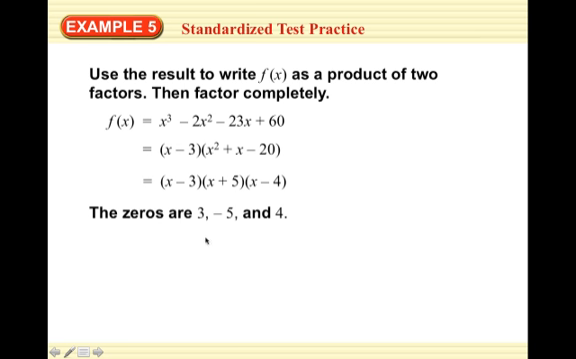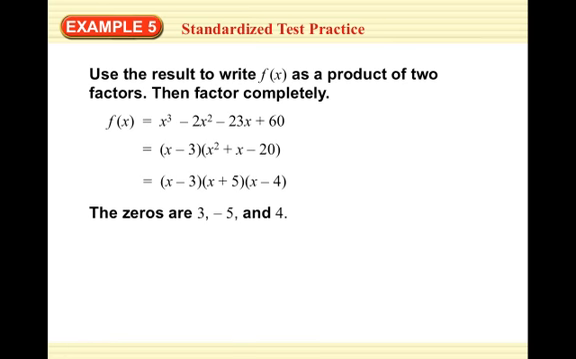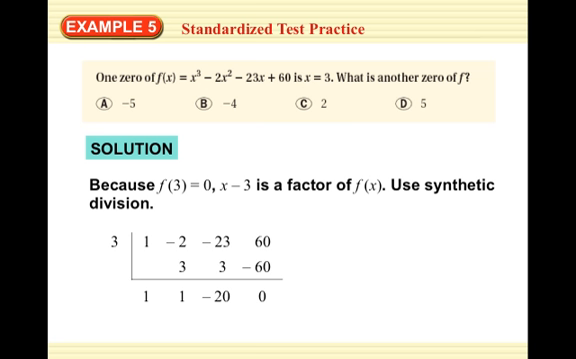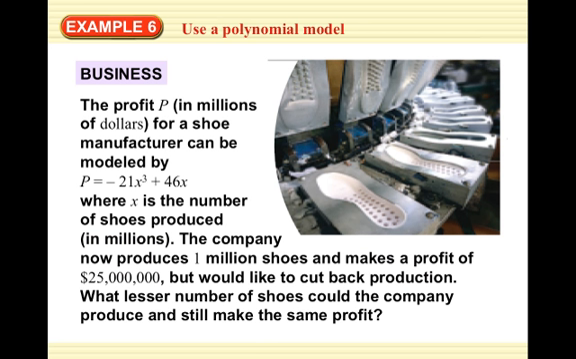Now, the way the question was asked was, okay, 3 is a 0. Which of the following is also a 0 of f of x? So we should find either -5 or 4 as one of our answers. And if we go back and look, choice A was -5. +4 doesn't appear anywhere, so A is our answer.